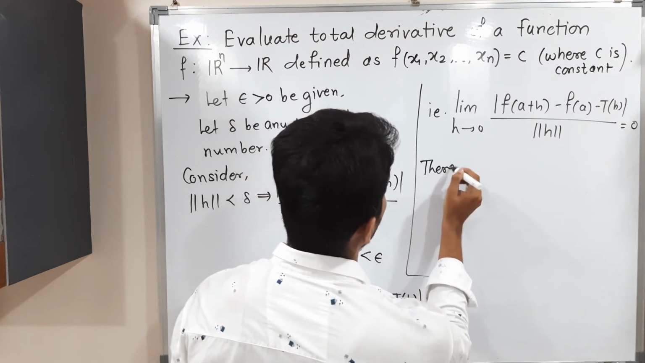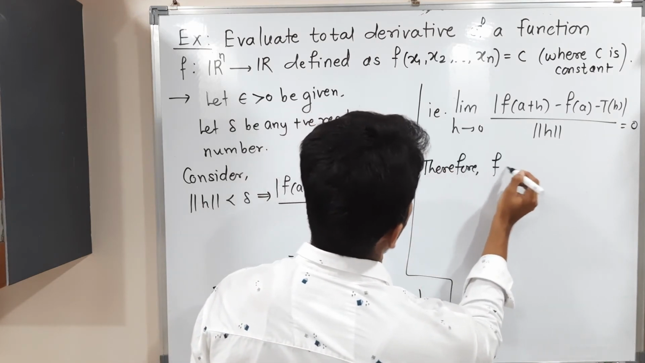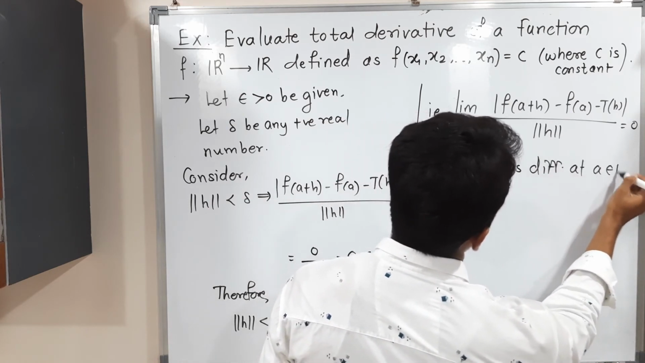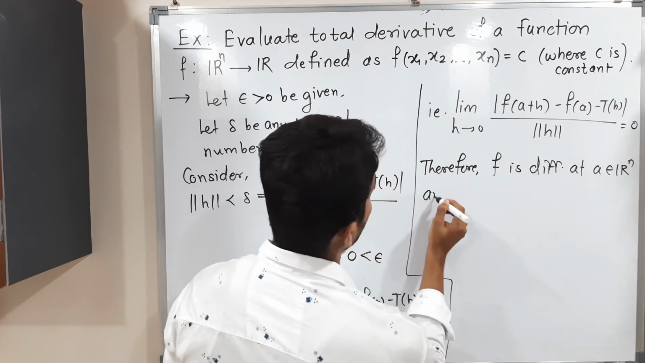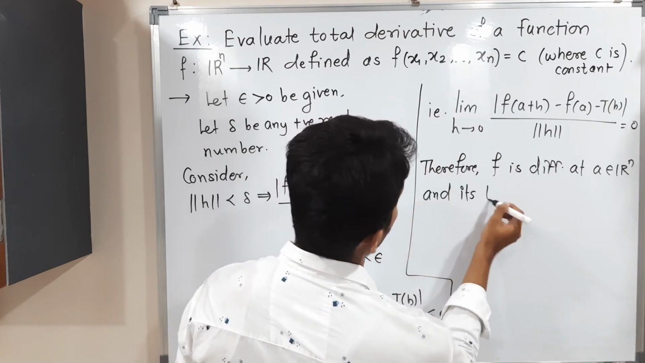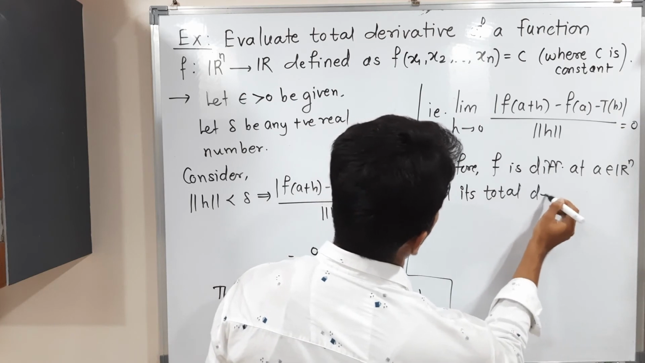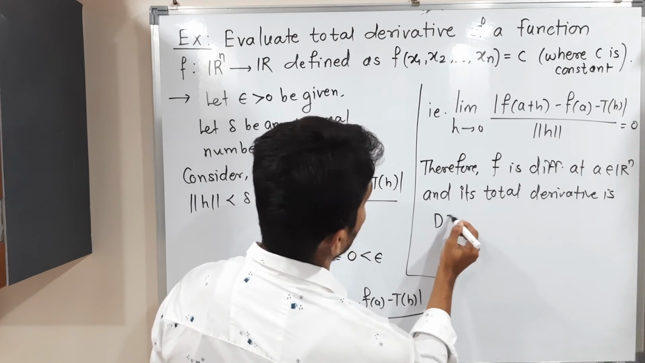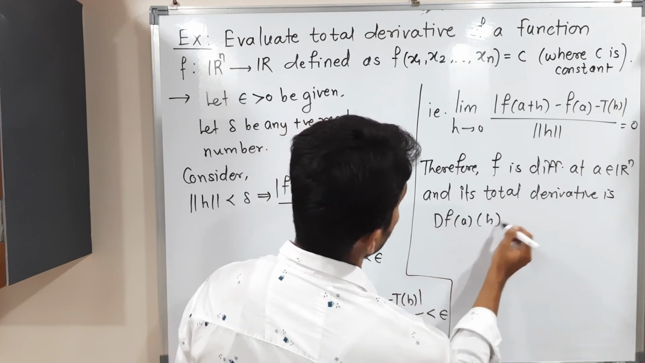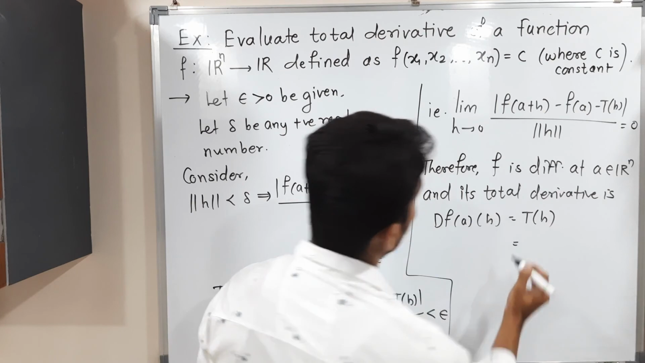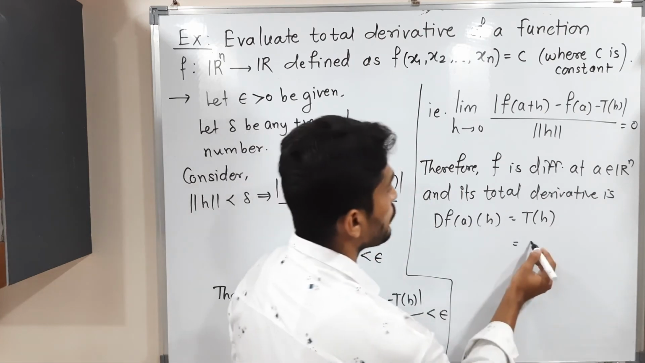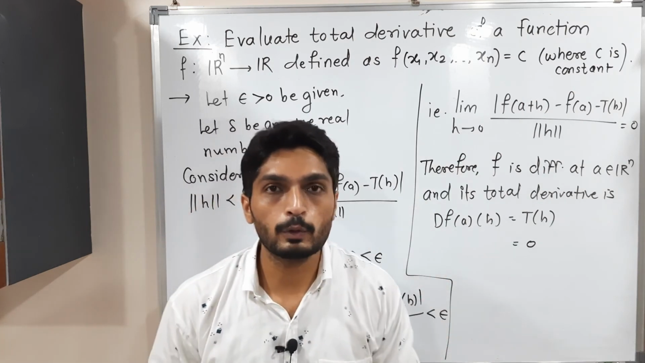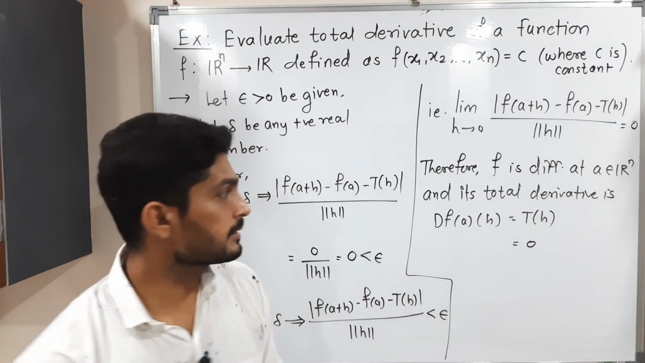Therefore f is differentiable at a belongs to Rn, and its total derivative we denote in this way, df of a of h, which is equal to T of h, and you know the definition of T is 0. So the total derivative is 0, and you know that if a function is constant, its derivative is 0. That's why here also we have got total derivative 0.